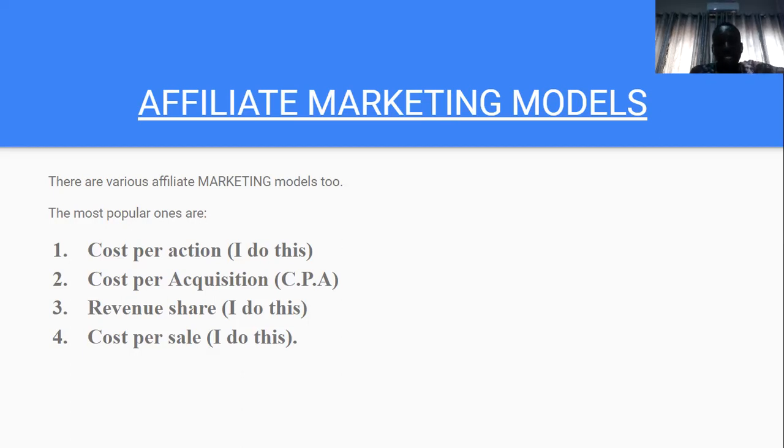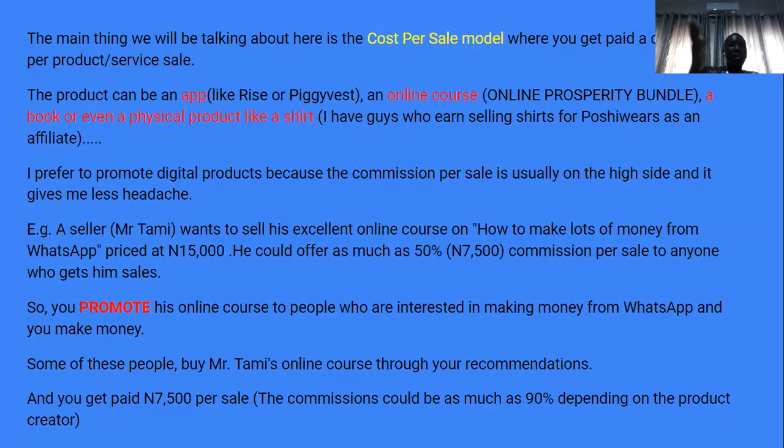But then let's go right into the teaching. I don't want us to waste a lot of time, so you can get started as fast as possible. So I'm going to be talking about each model. So the main thing about affiliate marketing is the most popular of all these models is the cost per sale model, where you get paid a commission per product or service sold.